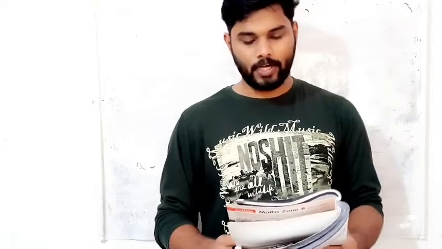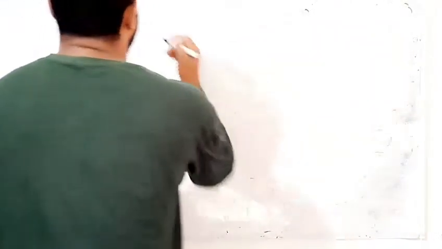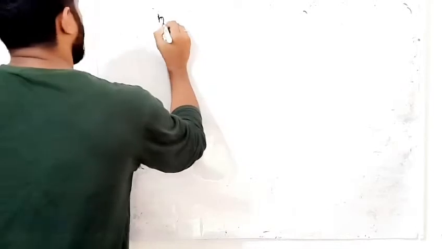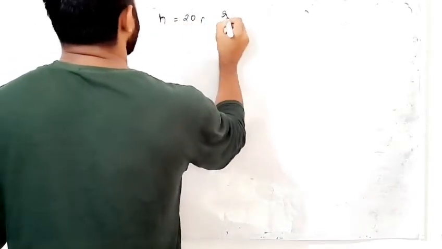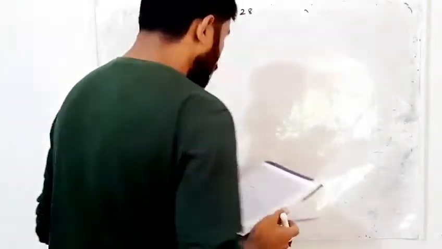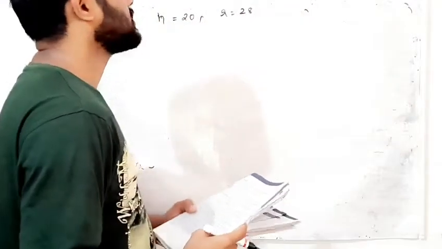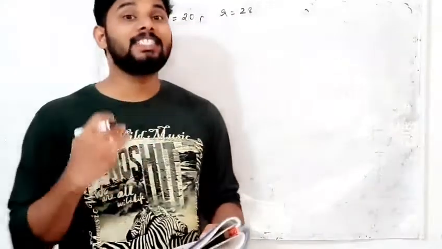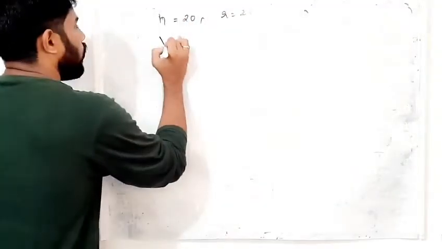My students, now we are going to discuss exercise 16.2, question number 3. First question, find the volume of a cylinder whose height is 20 centimeter and radius of base is 28 centimeter. Okay, so here what is given? Height is 20 and radius is 28. What are you to find out? You have to find out the volume of the cylinder.